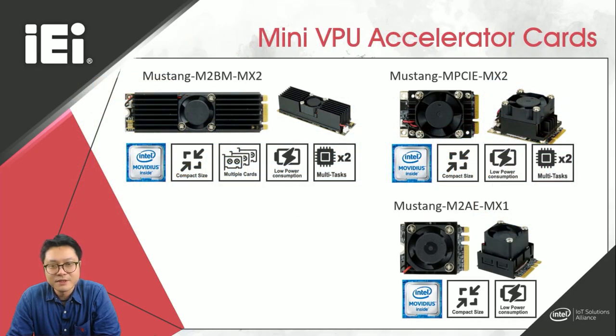Sometimes your system may not have room to insert a PCIe accelerator card. So you can have other options, such as the mini PCIe and M.2 Mustang mini cards, to execute AI inference in your compact edge device.